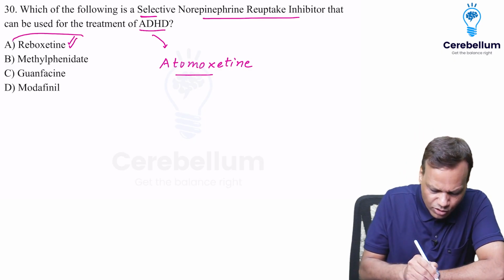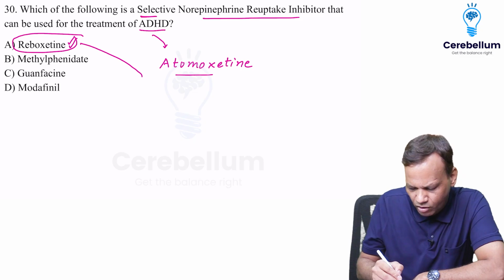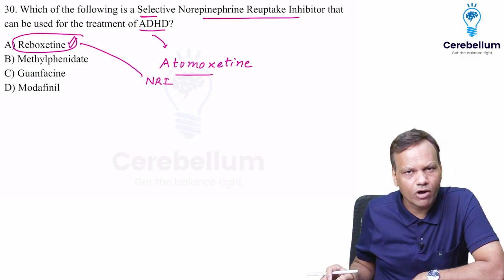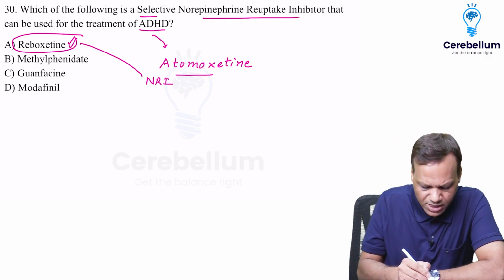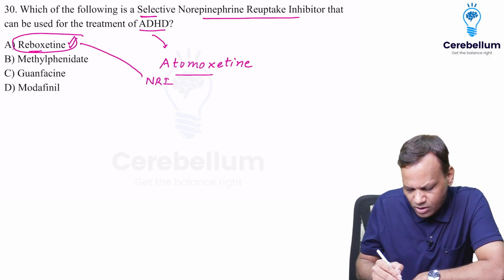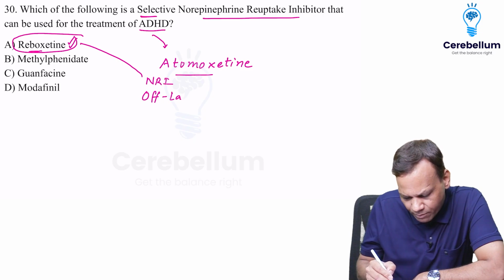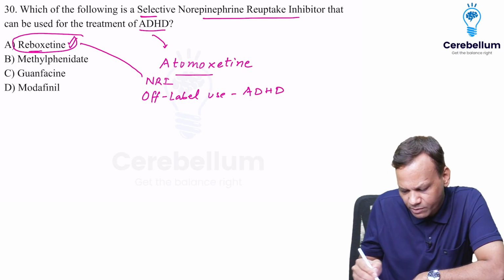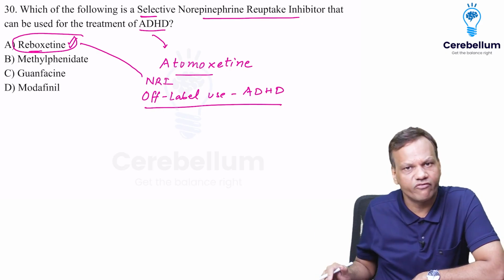Remember, reboxetine is the only option which is a selective noradrenaline reuptake inhibitor. No other drug is a selective noradrenaline reuptake inhibitor, but the problem is reboxetine is used off-label for ADHD. It is not approved for treatment of ADHD. It can be used off-label.